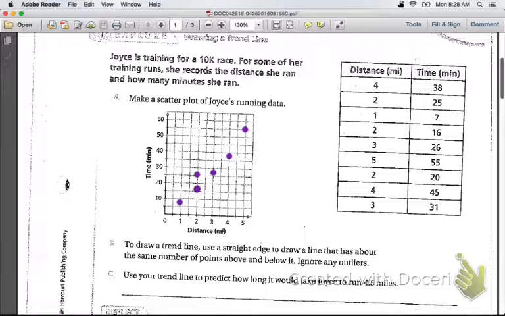2 miles took 20 minutes. 4 miles took 45 minutes. And 3 miles took 31 minutes. So we have what looks to be our scatter plot. To draw the line, we want to use a straight edge.